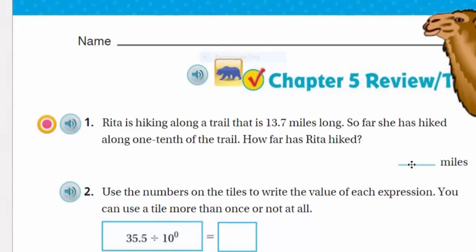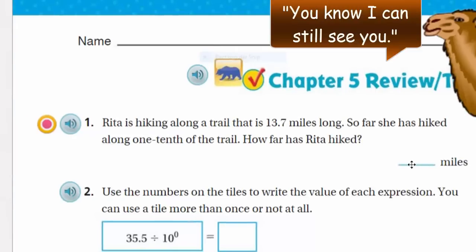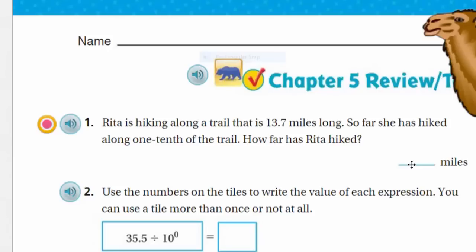Yes, let's get started. The first question says, Rita is hiking along a trail that is 13.7 miles long. I'm just laughing because all the problems that I make up myself have to do with hiking. I love hiking. So, the fact that it's a hiking problem, all right. So far, she has hiked along 1/10 of the trail. How far has Rita hiked?